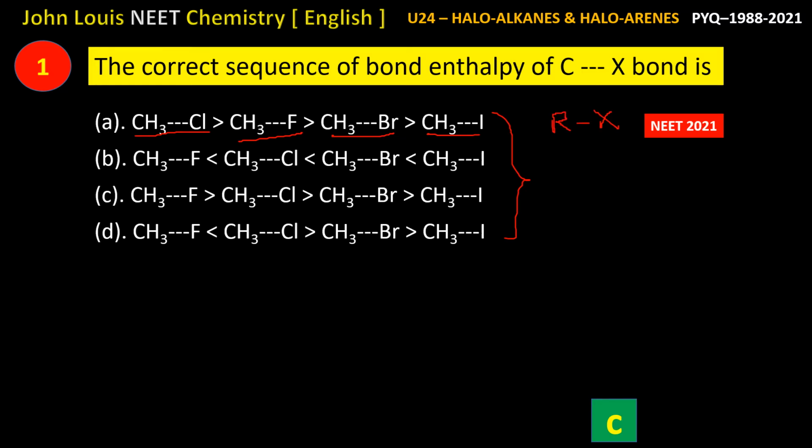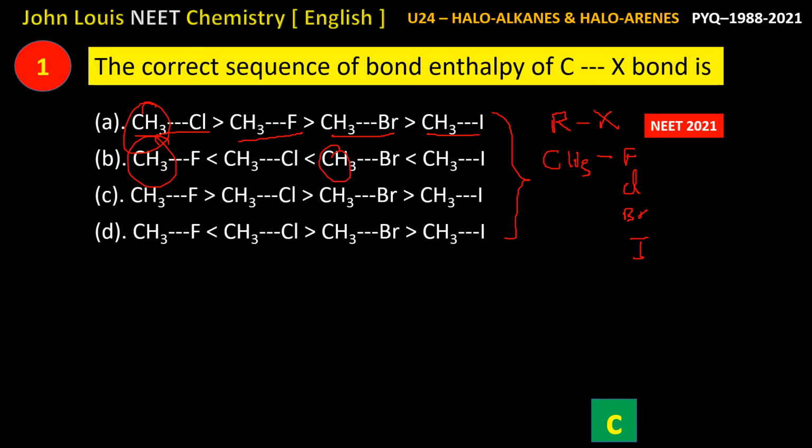RX we can take. Here the R group is the same. In all the compounds the R group is CH3. Everywhere it is CH3, but the halogen differs. The halogens vary from fluorine to iodine: fluorine, chlorine, bromine and iodine. Therefore the bond enthalpy also will vary.